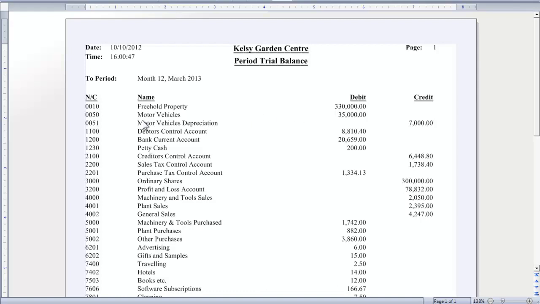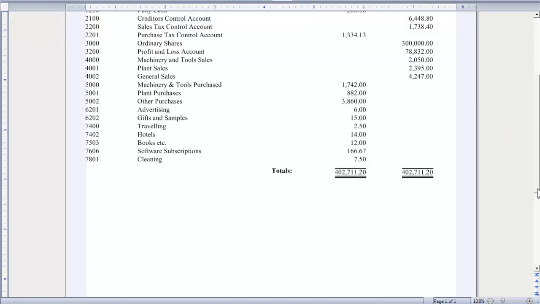So we know there's a debit balance of 330,000 in freehold property. We know that in the creditors control account there is a credit balance of £6,448.80, and so on. And as I say, if you go to the bottom of this, the total of the debits must equal the total of the credits.